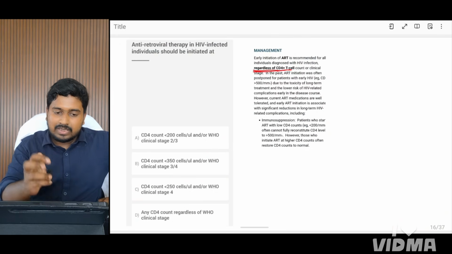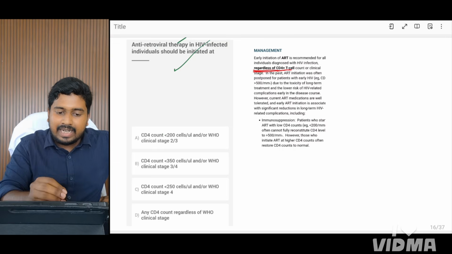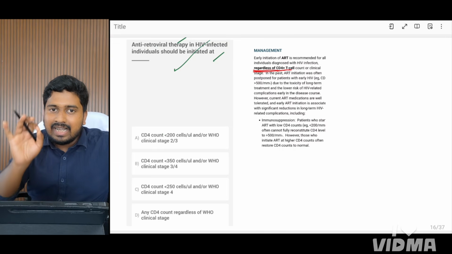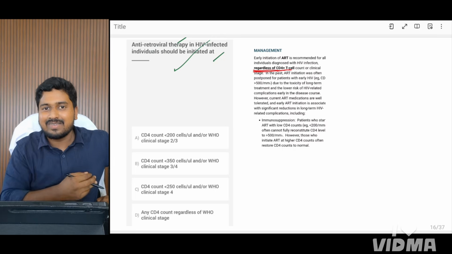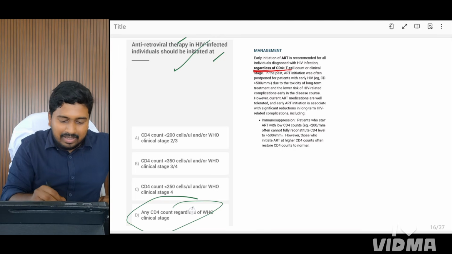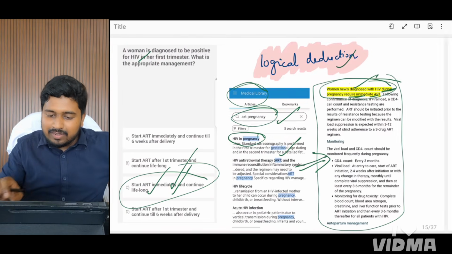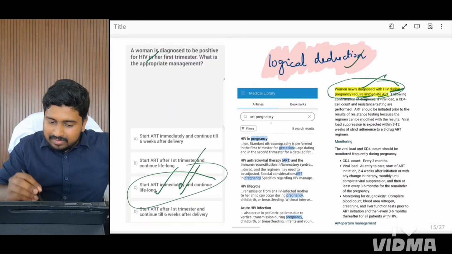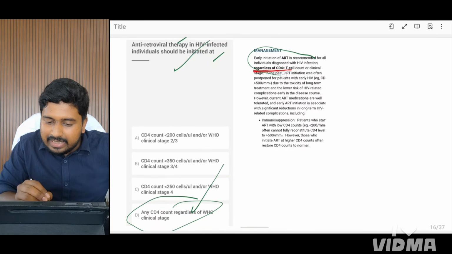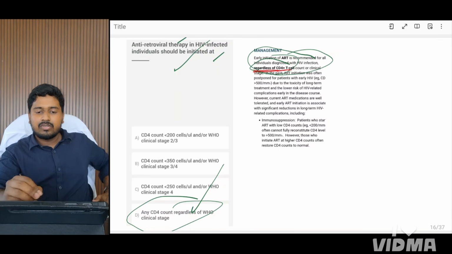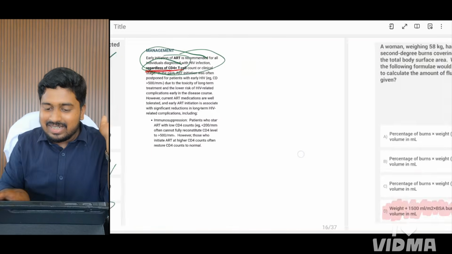Okay. Now, next one. Same related to HIV only: antiretroviral therapy should be initiated at. Again, a logically thinking person will think, what has CD4 to do with HIV? Nothing, right? You'll start immediately. So any CD4 count. Then I went to this specific app only and I searched ART, and then I got acute HIV infection. Under that I got, early initiation of ART is recommended regardless of CD4 T cell count. So all my doubts are cleared.